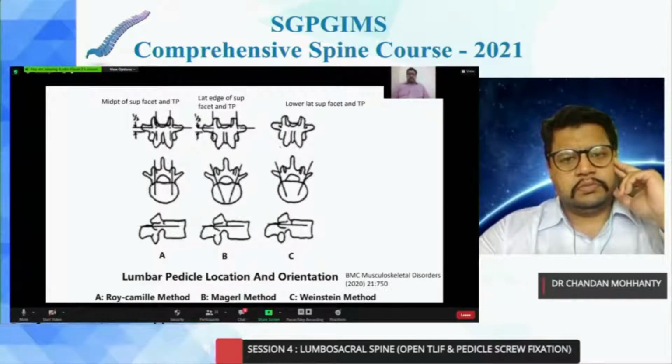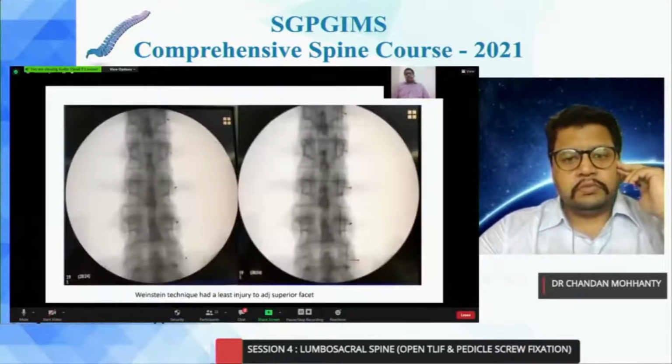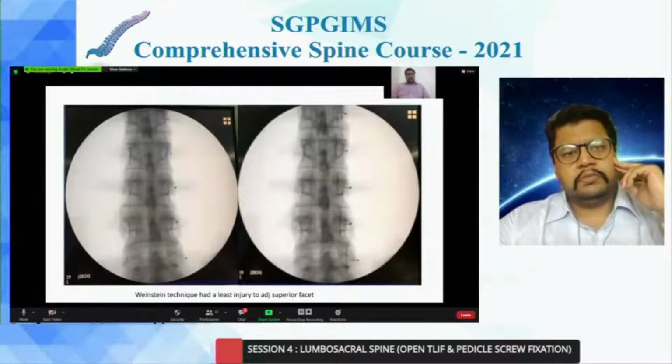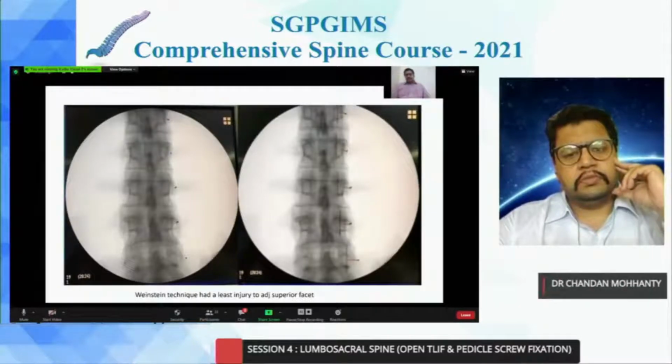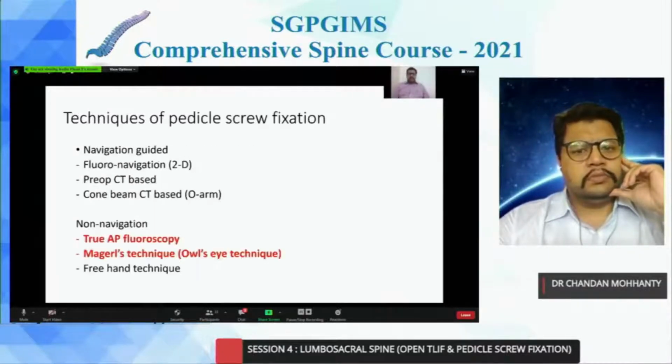There are three methods of lumbar pedicle location and orientation: the Roy Camille, Magerl, and the Weinstein method. The one which I use is the Weinstein method, where the entry point is at the lower lateral part of the superior facet and the transverse process. So this is the entry point. This entry point corresponds to the 3 o'clock of the pedicle on the 2D fluoroscopy image. The chances of injury to the adjacent superior facet are the least with the Weinstein method, and that is what I prefer.